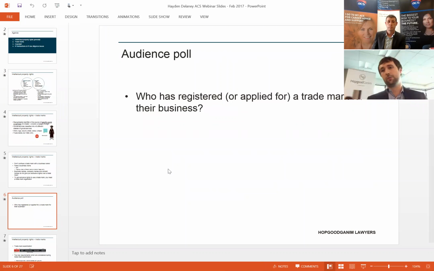So before I drill into a little bit more detail and an explanation of what trademarks are and the process to get a trademark, maybe an audience poll: who has previously or currently in their business registered or applied to register for a trademark? If we could have a poll on that, that would be very helpful. I'll pass to you on that, Ross.